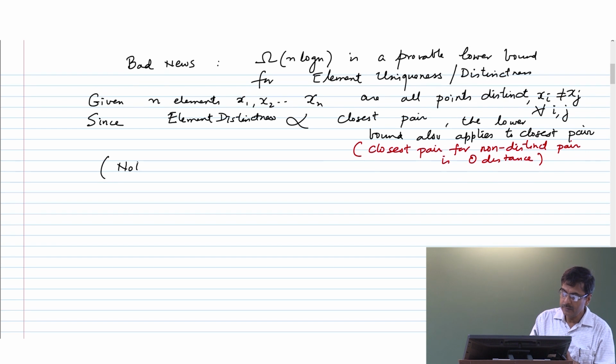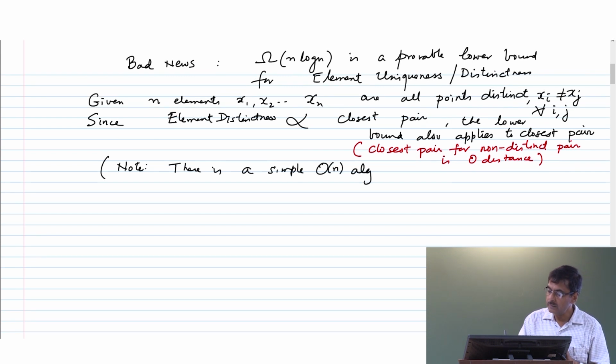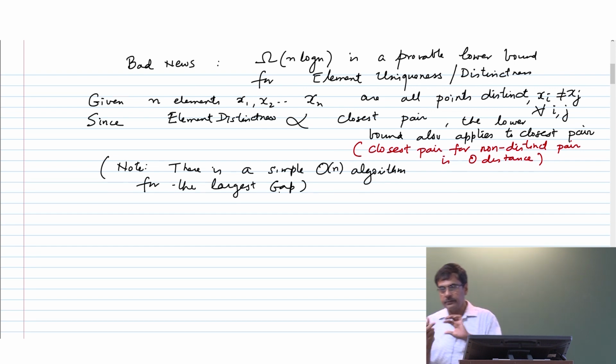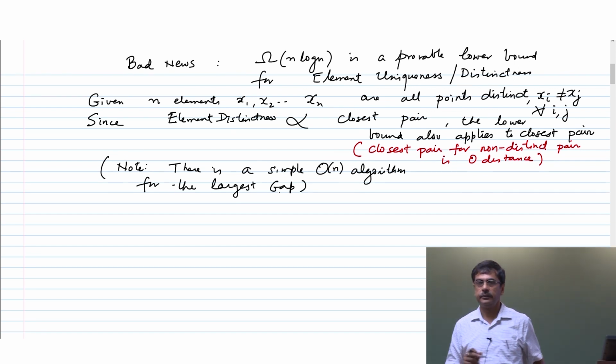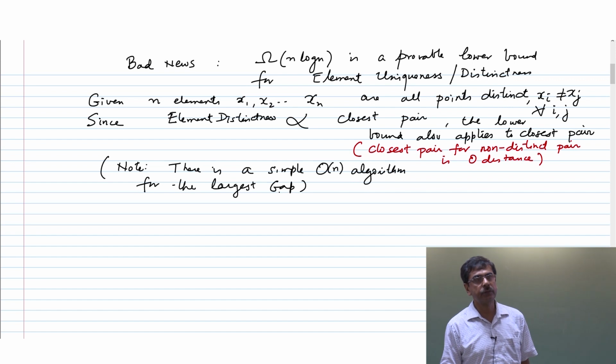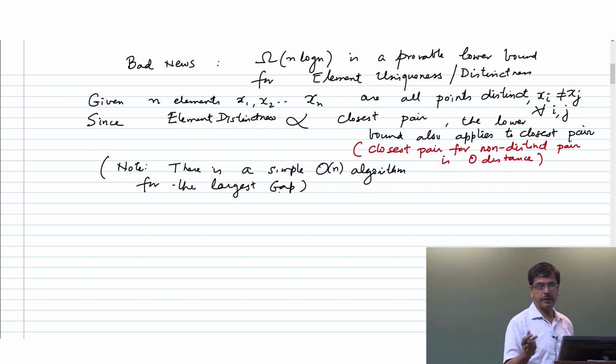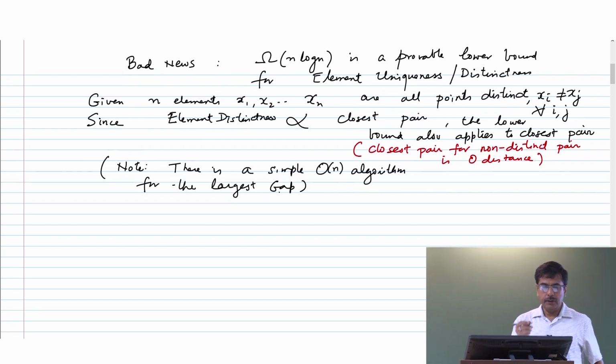Note, there is a simple order n algorithm for the largest gap. So it looks like as if there are symmetric problems, but they are not. So it's easier to solve the largest gap than the smallest gap. Closest pair is like the smallest gap. Fine, so far so good.